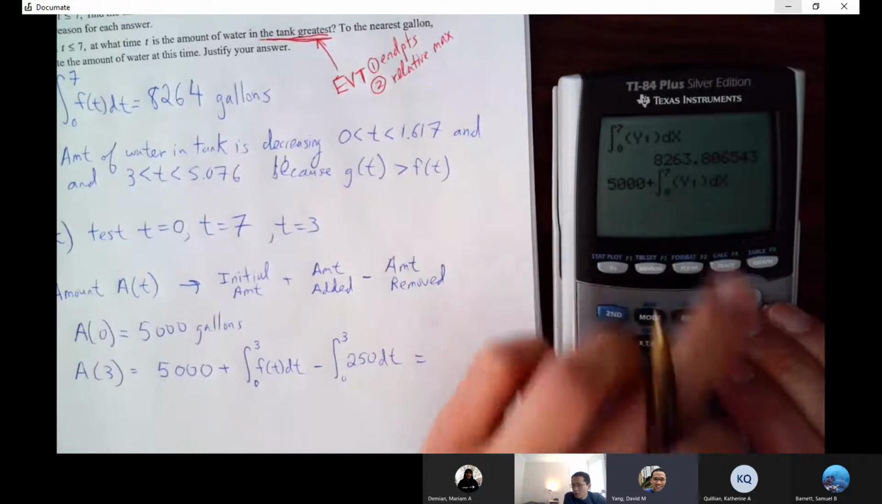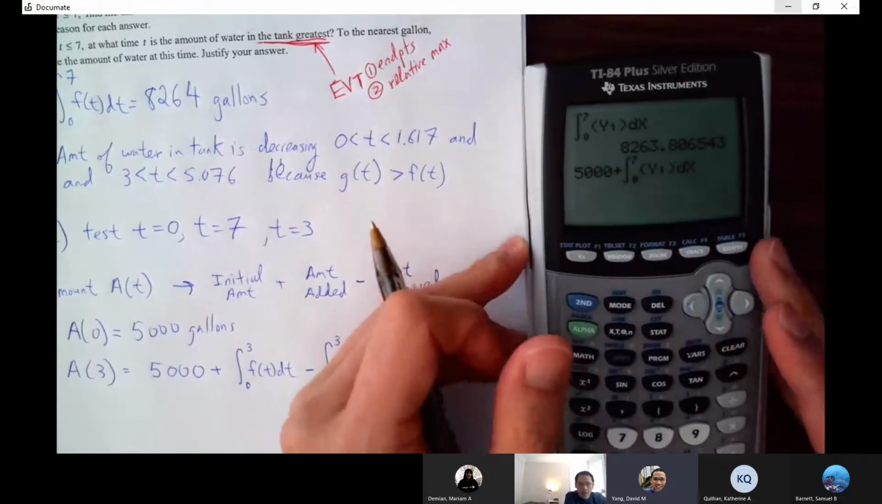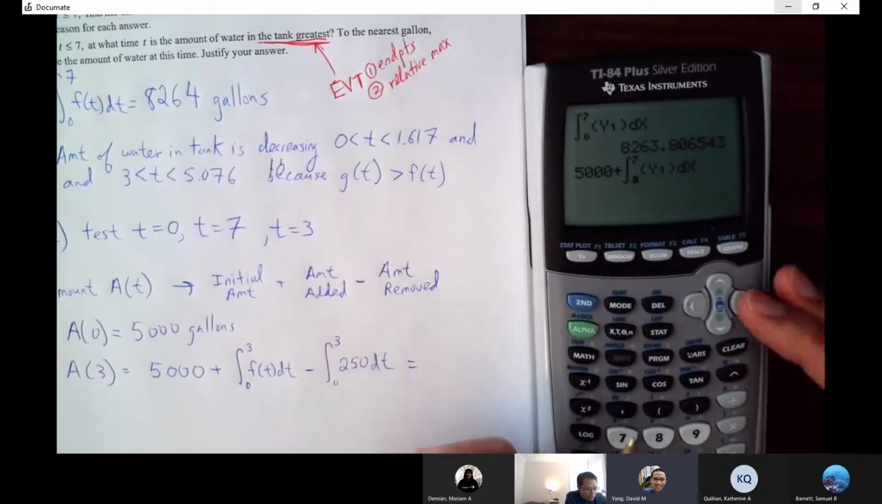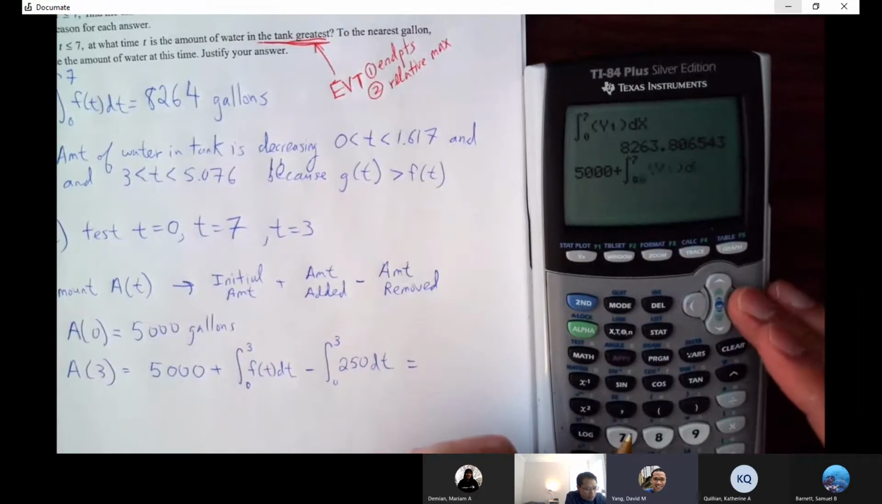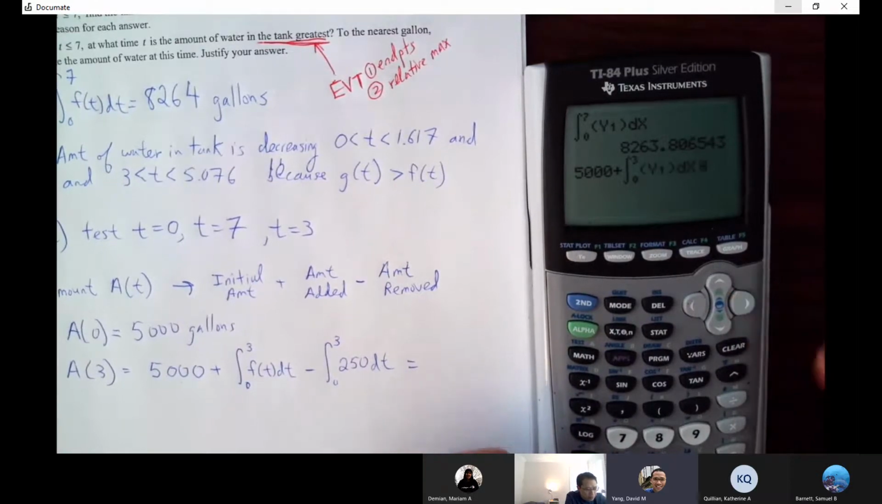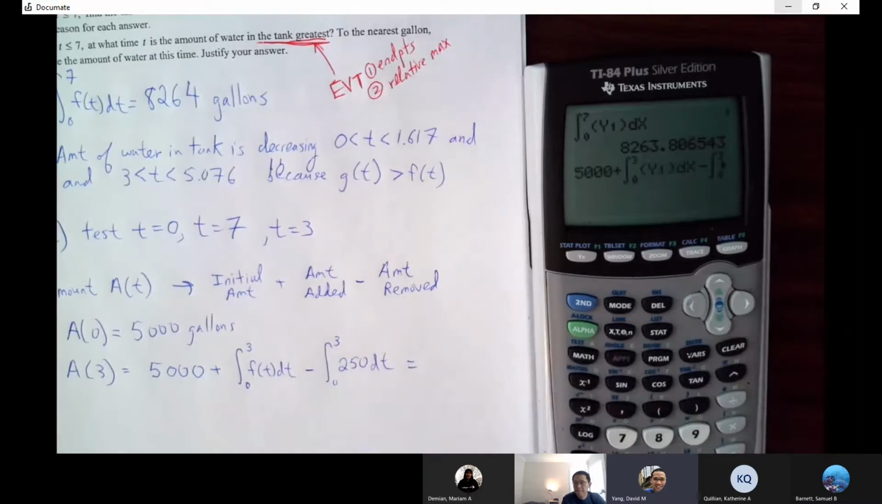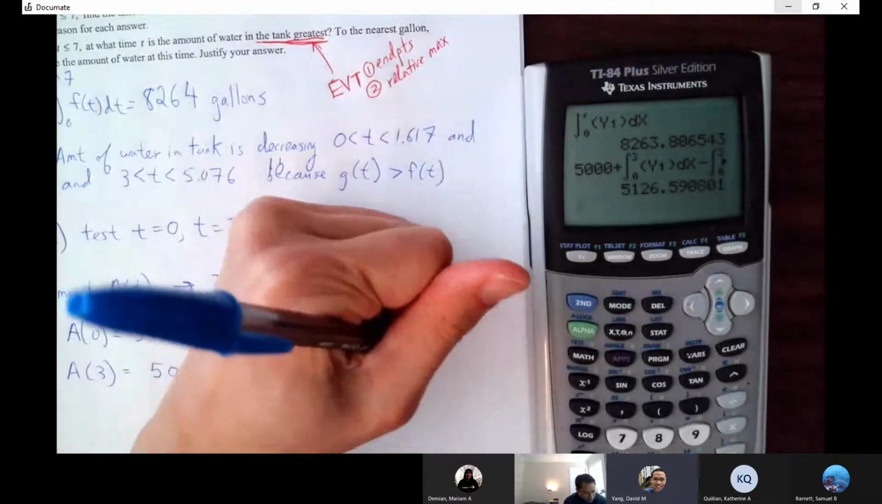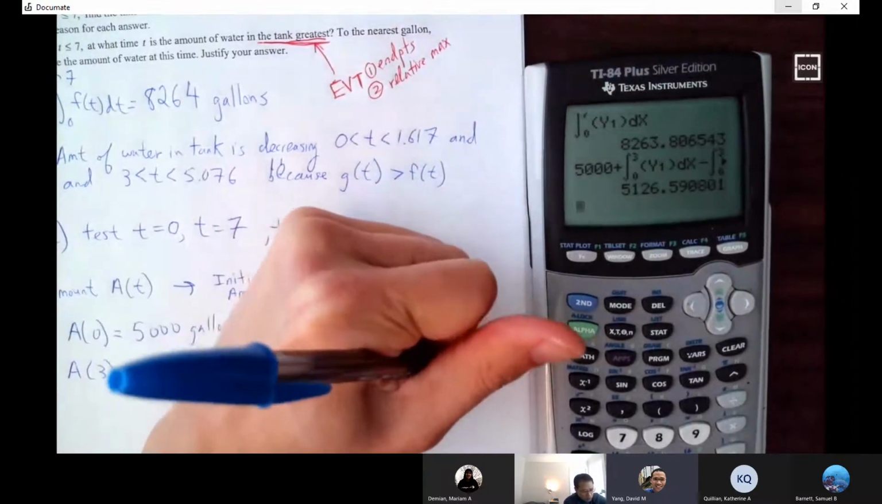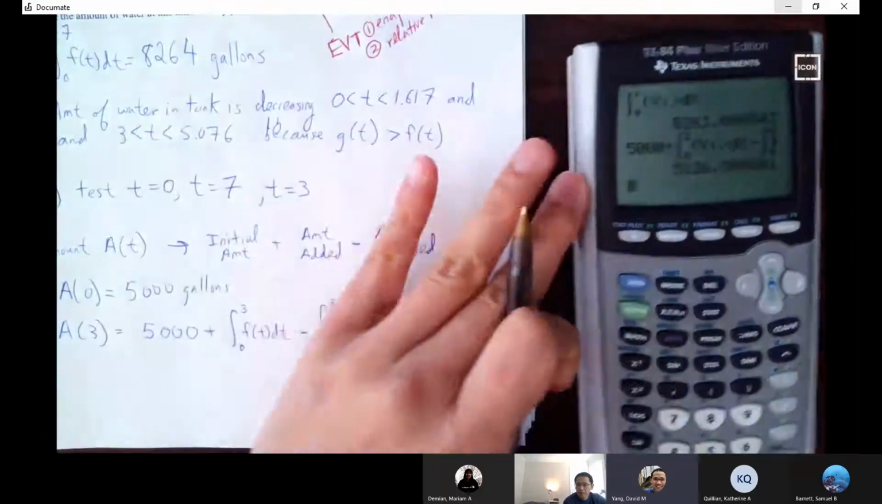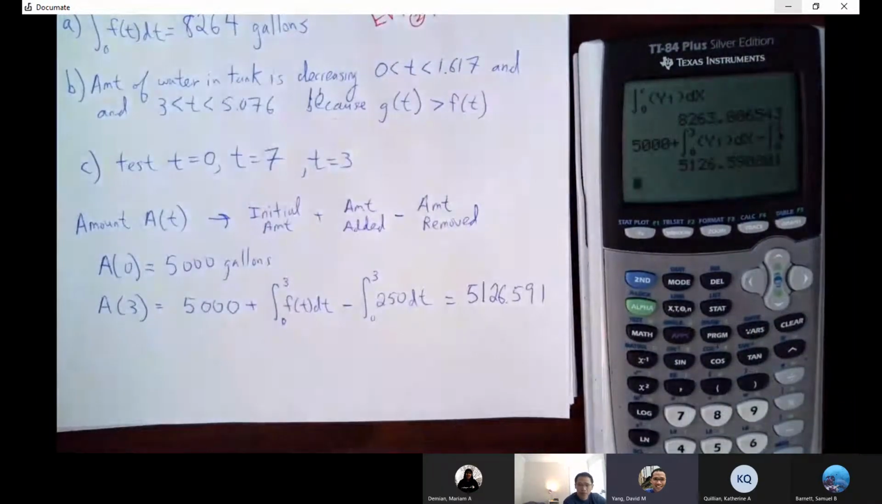So I already have Y1 holding the rate at which water is coming in. So I'm going to go from 0 to 3. But I'm going to subtract out the amount of water that's been removed. So from 0 to 3, 250 is the rate, dt. So we know that at 3 hours, there's going to be 5,126 gallons of water.